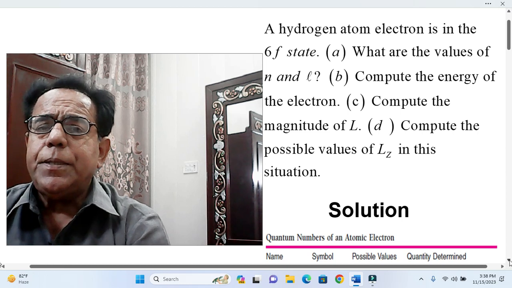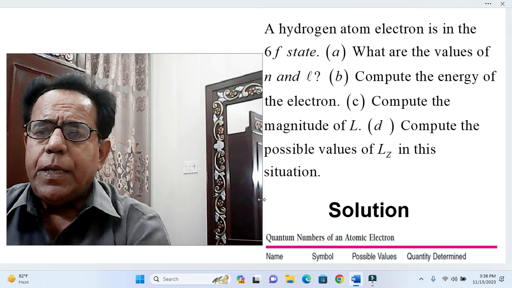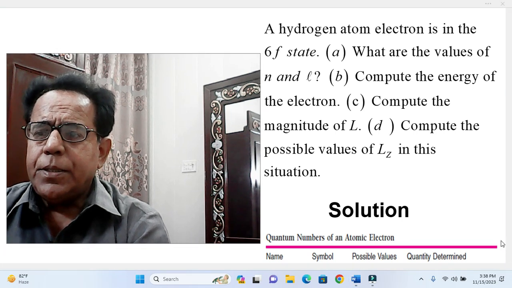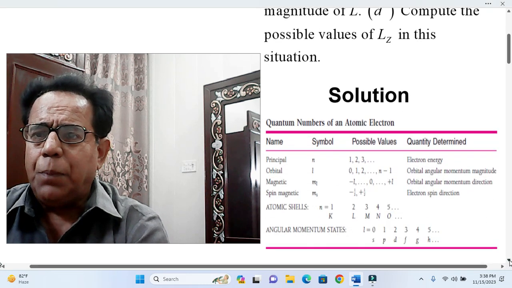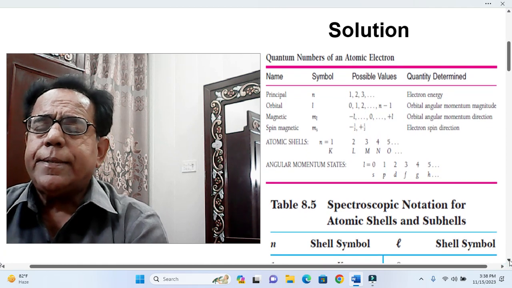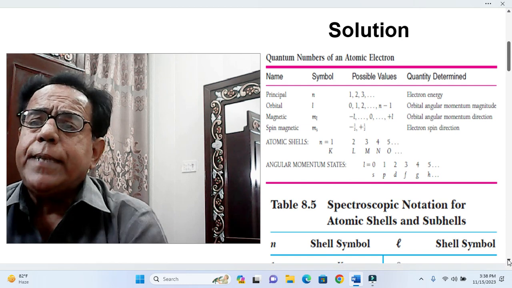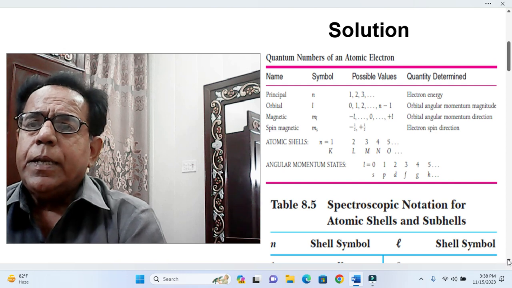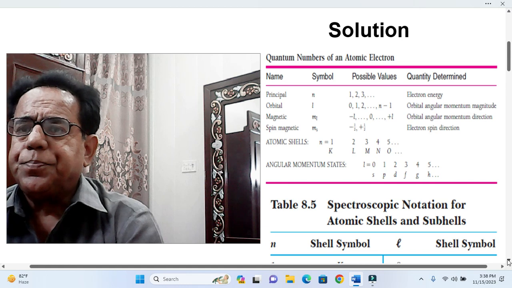Dear students, before solving this problem in a regular manner, we first introduce a few snapshots which will help us in solving this problem, which will serve as a foundation regarding the solution of this problem. So the first snapshot is quantum numbers of an atomic electron. Name, symbol, possible values, quantity determined.